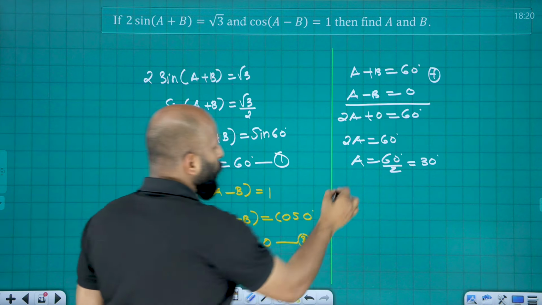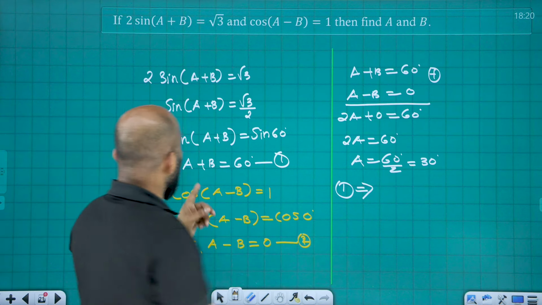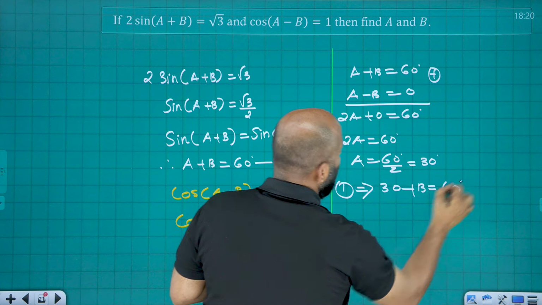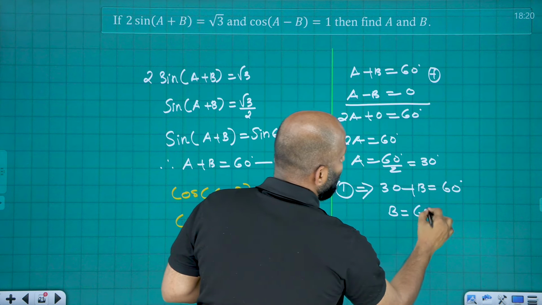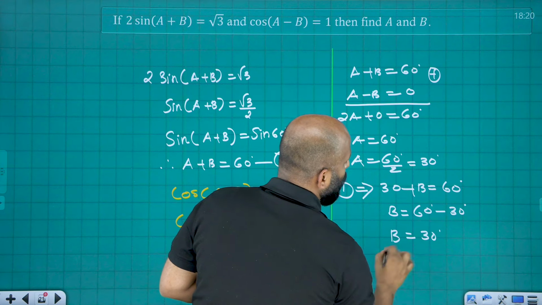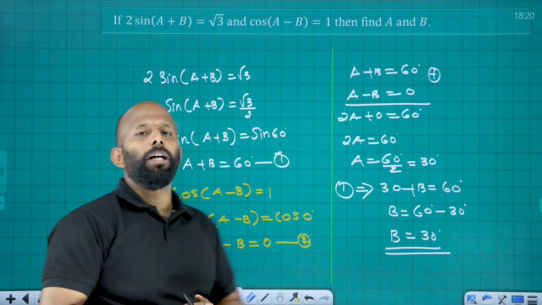Now we can substitute in equation number 1. So A is 30 plus B is equal to 60 degree. Therefore, B is equal to 60 minus 30 degree. B is also 30 degree. Hope all of you understood this question. Now we can move to the next question.